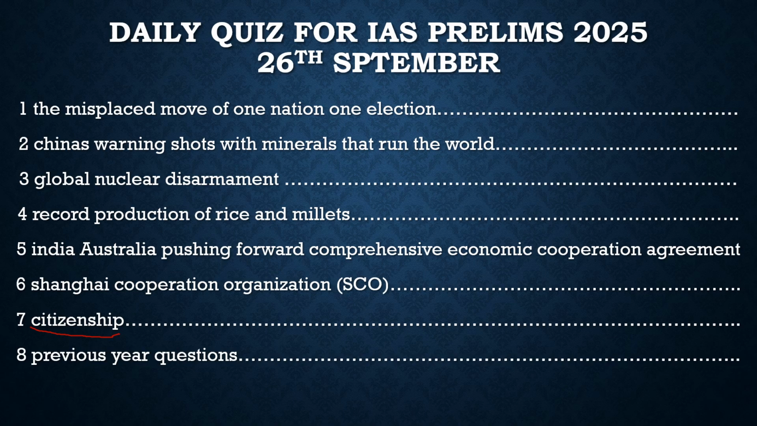Here, let us start with our first topic. It is the misplaced move of one nation, one election. Here the author is actually criticizing this move, the simultaneous elections in India. He is criticizing how the government is promoting it. From 2019 itself, our Prime Minister Narendra Modi has been promoting this, that we will go for one nation, one election. We will go for these simultaneous elections.